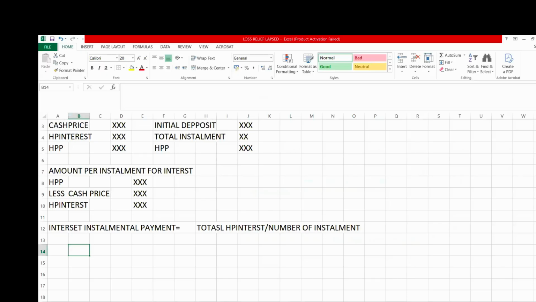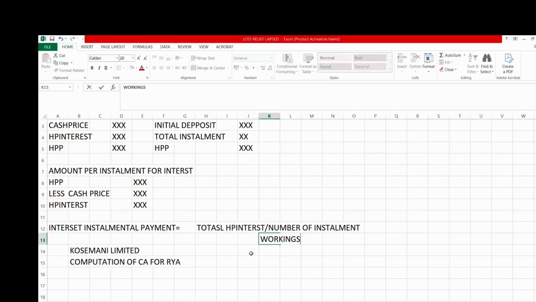We have the name of the company as Koshemani Limited. Computation of capital allowance for the relevant year of assessment. Before I can compute this capital allowance, I need my workings. So we are going to go to our workings. The first working, Working 1.